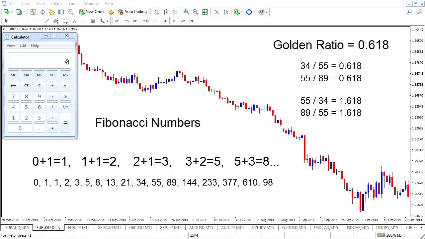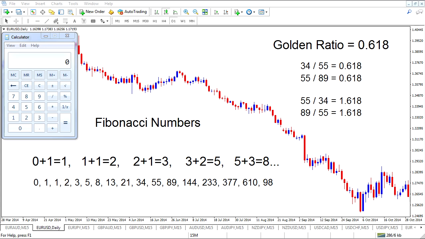There are some numbers that are very specific to traders and trading, and I'd like to discuss these with you, let you know a little bit of the history behind them. Hi there, my name is Russ Horn, and today I want to talk to you about the Fibonacci numbers.